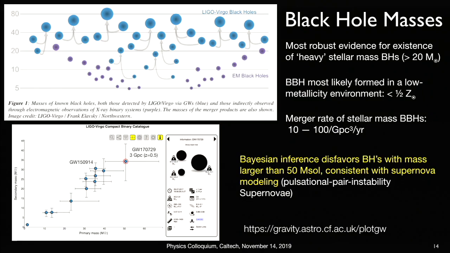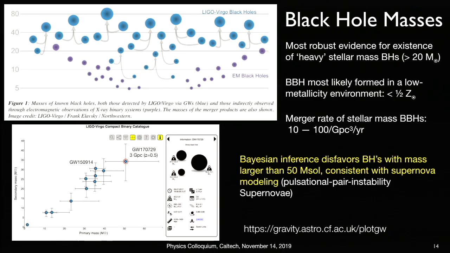In terms of the masses, we are now starting to populate a map of black holes that have been discovered through gravitational waves. Before the discovery, there was no guarantee that these heavy black holes, with masses of 10, 30, 40, 50 solar masses, even existed. This is now the most robust evidence that these black holes actually are out there.